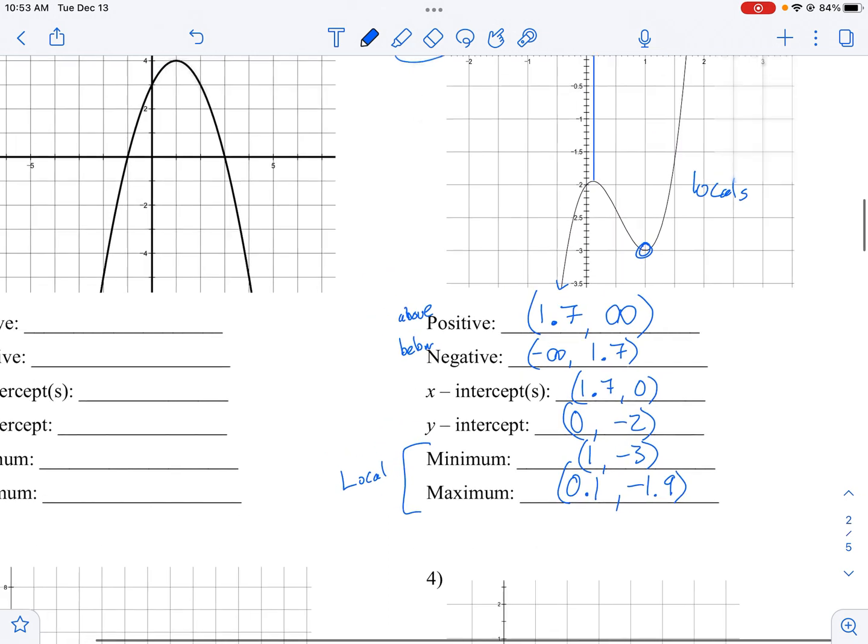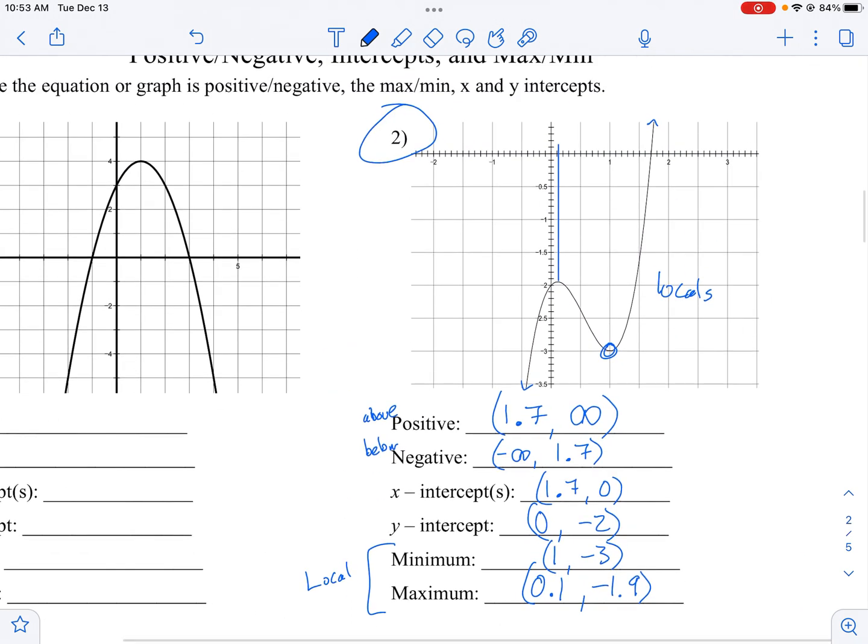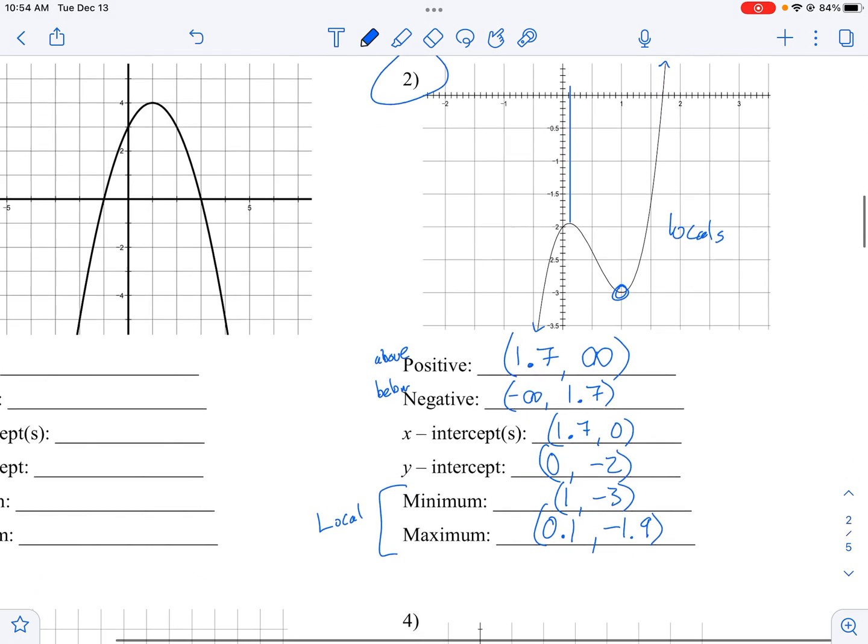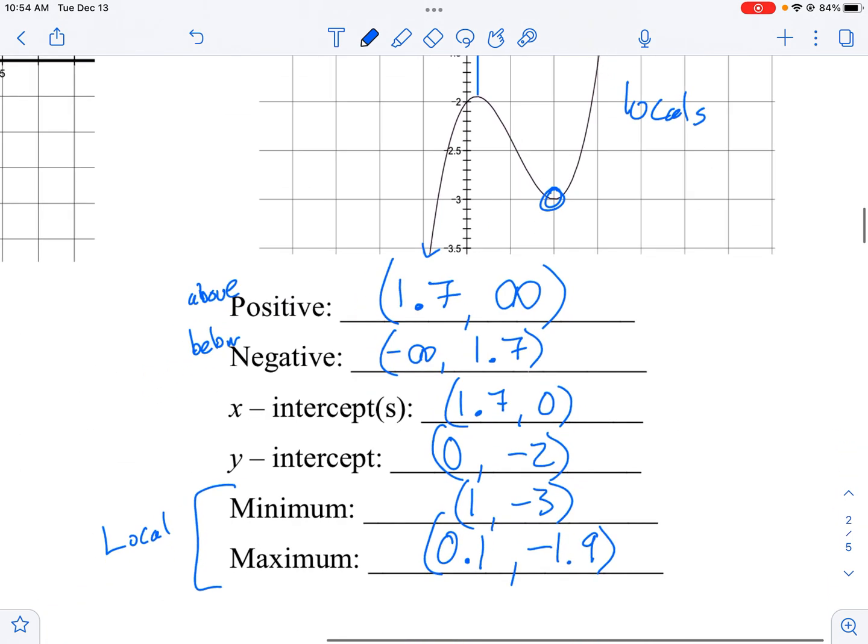So there you go. Some functions have an absolute or global maximum and minimum, and then some functions have local ones. Some functions may have a local maximum and a global minimum. That can happen too. If it's the highest in the area, it's a local. If it's the highest for the whole graph, it's a global or absolute maximum.